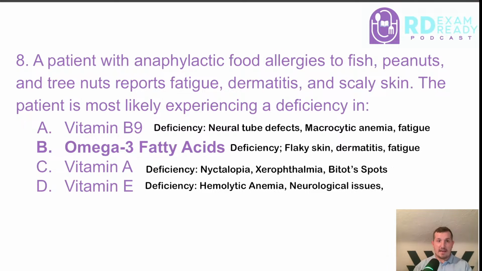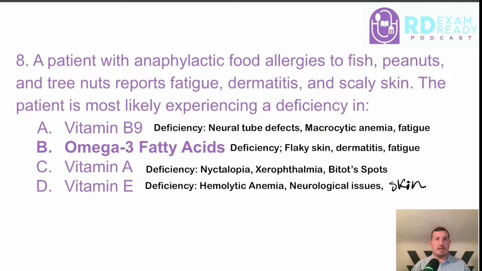That is correct. However, vitamin E is not typically associated with lots of deficiencies, and the ones that do occur are typically going to be hemolytic anemia, neurological issues, maybe some skin. We'll put that in there a little bit, but the fatigue itself, I don't think was going to fit in that case. So that's why I would rule out vitamin E. Omega 3 fatty acids fits much better to the flaky skin, the dermatitis, and the fatigue there. So let's just keep that a little bit in mind here for our list.